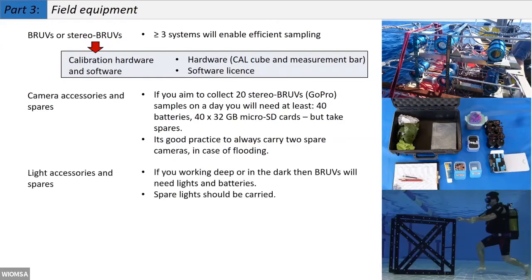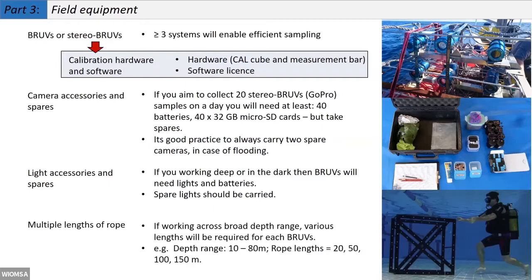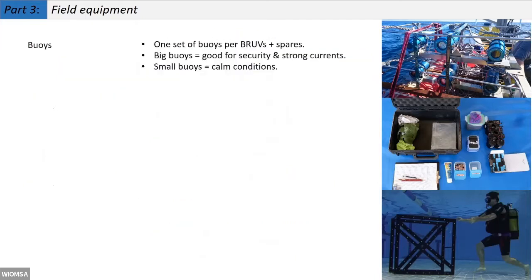If you're using lights, then you'll need sufficient battery packs and some spare LED panels, again, to account for flooding if it happens. And then based on your research plan, you'll have a relatively good idea of the depth range that you'll be sampling. And you'll need to pack sufficient lengths of rope to allow sampling across the full depth range with all of your BRUV systems. So you'll need a set of buoys for each BRUV and again some spares. Importantly, depending on your research environment, you may need large buoys to reduce the risk of equipment loss. And then remember to write on the buoys to inform other seagoers that the buoy should not be tampered with.